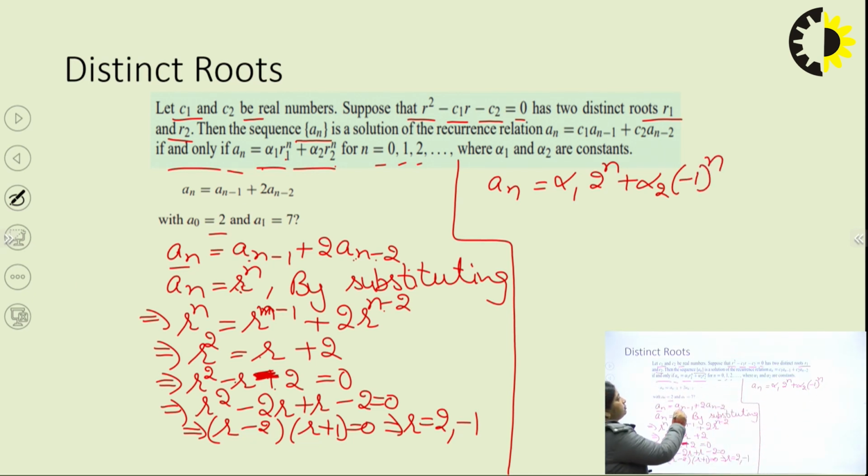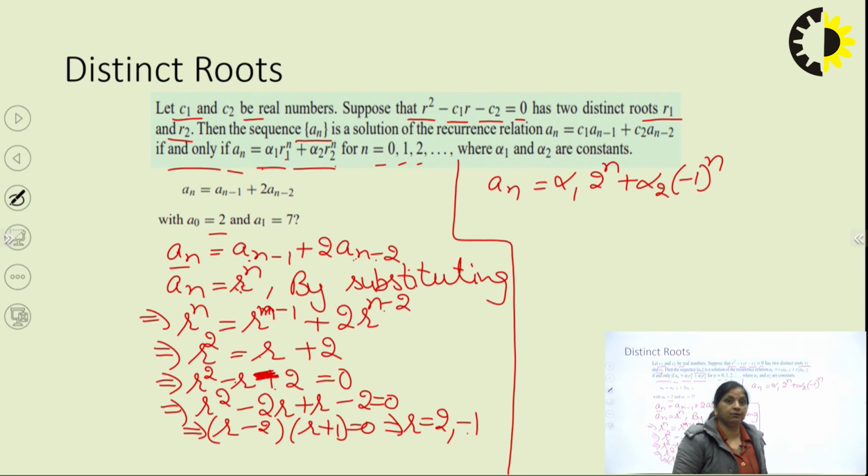So what was the formula? Alpha 1 into R1 to the power n, where R1 was calculated as 2, plus alpha 2 into R2 to the power n, where R2 is -1. So that we have inserted here. Now this is the solution, but what is given there? Two constants, alpha 1 and alpha 2. So how do we calculate these two constants?